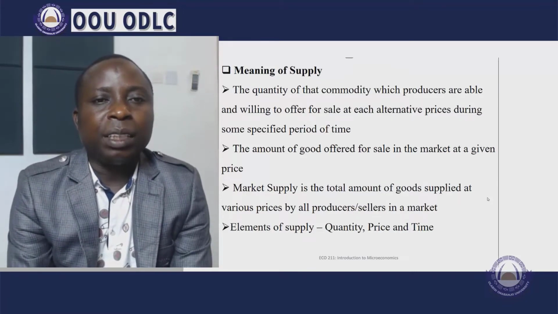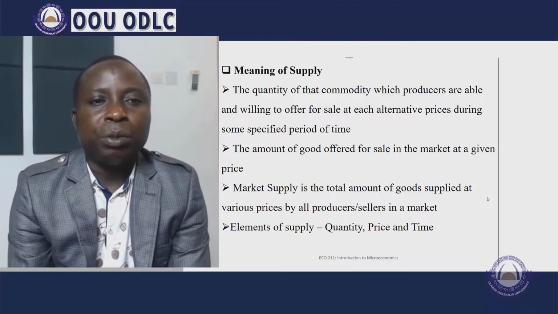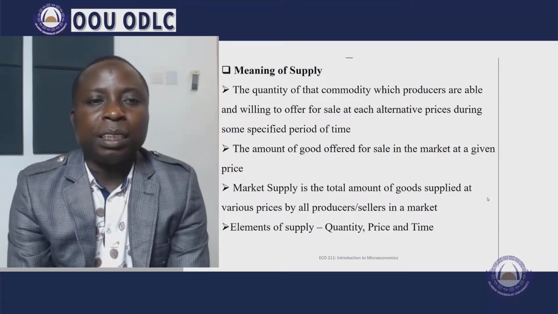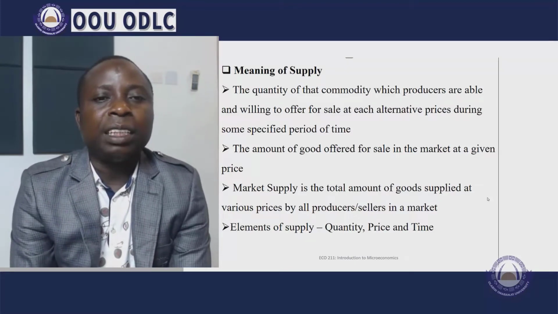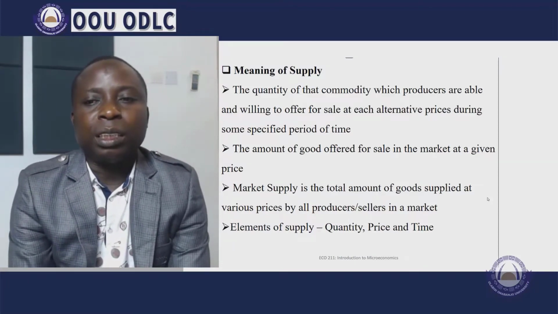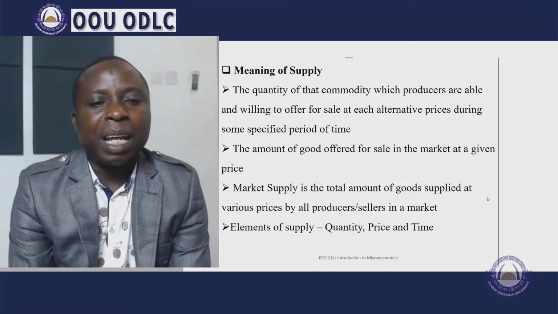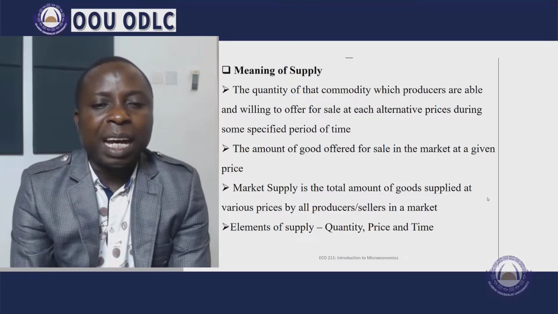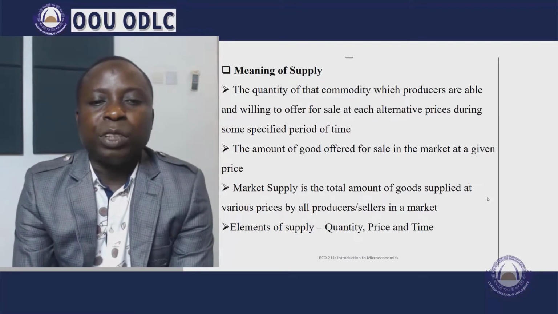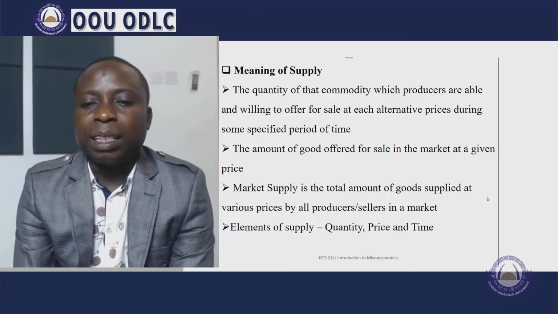Supply implies the quantity of that commodity which producers are able and willing to offer for sales at each alternative price during some specified period of time. The amount of goods offered for sales in the market at a given price. Then the market supply implies the total amount of goods supplied at various prices by all producers in the market.